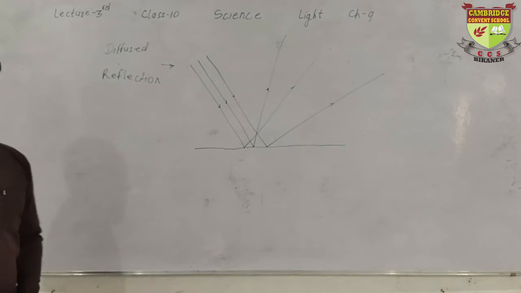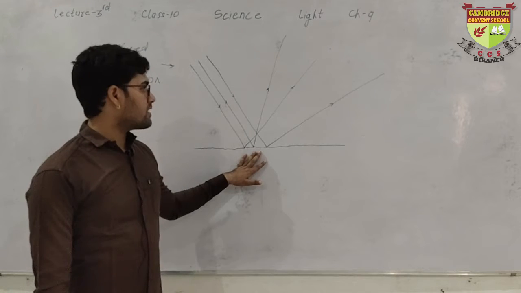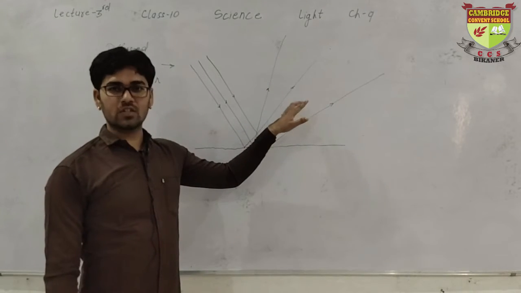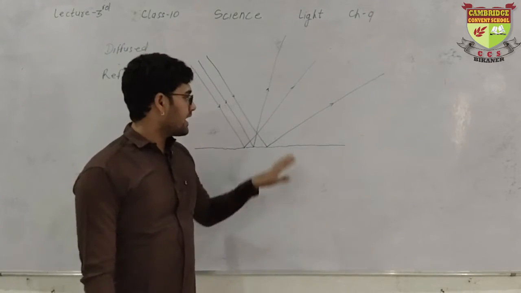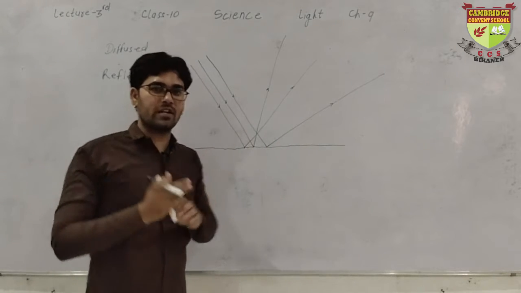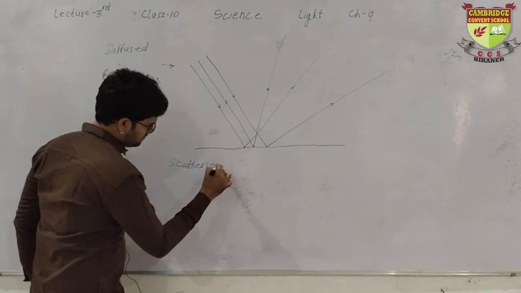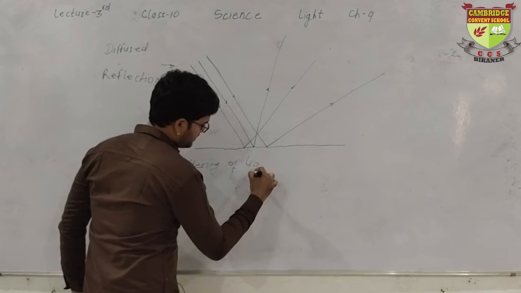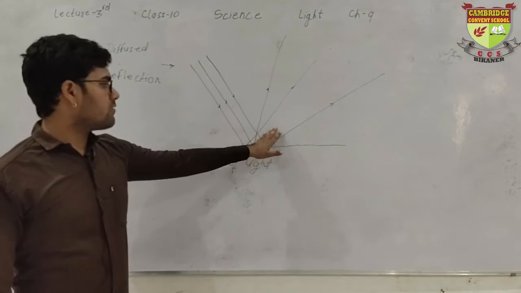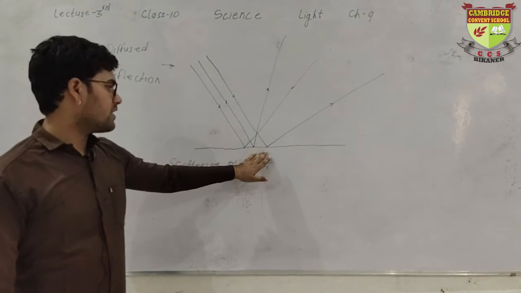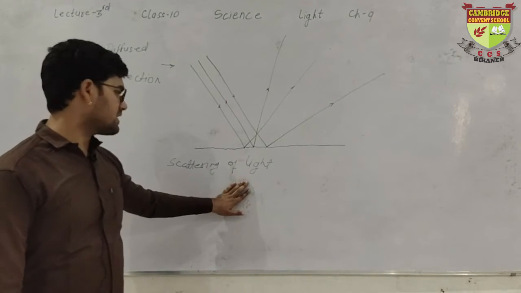So basically what I mean to say is that since it was an uneven surface, after reflection the direction of the light rays is not predictable. They may go in any direction. Light will scatter. It will spread in all the directions. This is known as scattering of light. A new definition. What is scattering of light? Spreading of light in all the directions after striking an uneven surface. This is known as scattering of light.